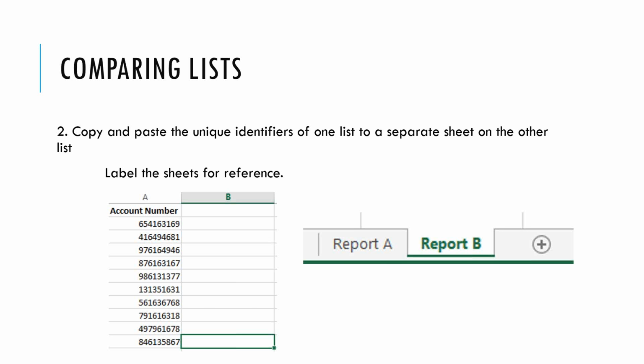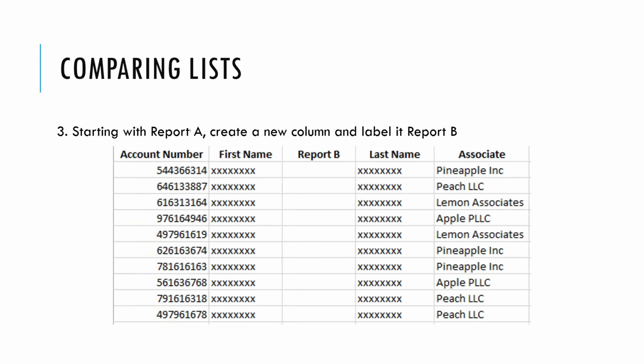Okay. So starting with report A, you want to create a new column and label it report B. As you can see here, I just created a column, and then you see the title, I labeled it report B. So that's where we're going to start our VLOOKUP.